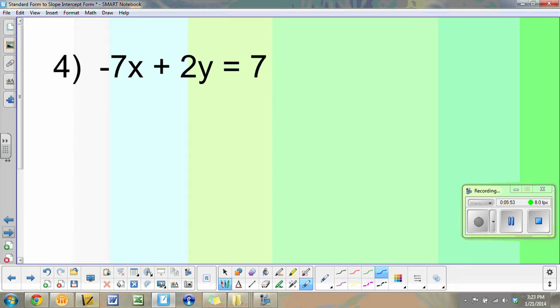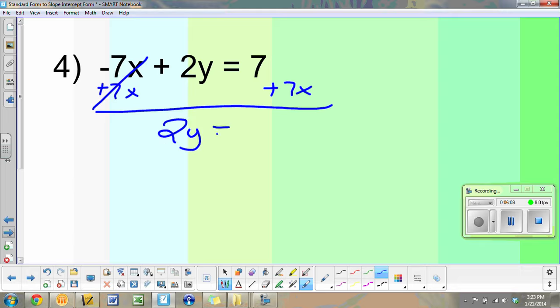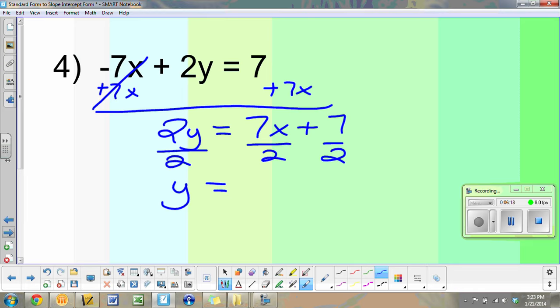All right, so here's my y. So I have to get rid of this x here, and I got to get rid of this 2. I'm going to start with the x term. So I'm going to add 7x to both sides. So that eliminates itself, and I have 7x plus 7. Then I have to divide by 2, and y equals 7 halves x, because that doesn't simplify, and neither does that. So I'm just going to leave it.